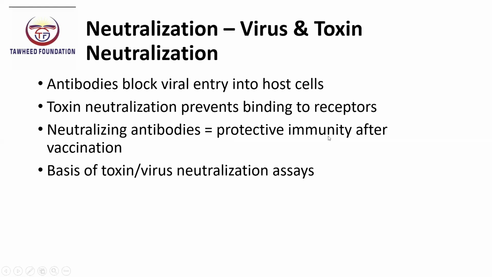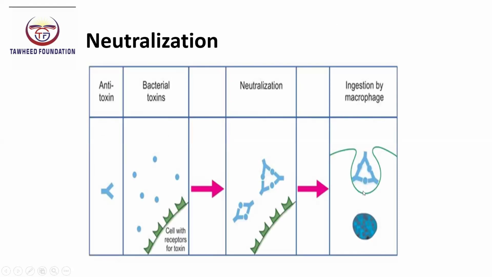These neutralizing antibodies form the basis of protective immunity acquired after vaccination or infection. Neutralization assays are therefore important for measuring vaccine efficacy and immune protection levels in patients. Next is neutralization, this diagram. Neutralization is a process where antibodies inhibit the harmful effects of toxins or pathogens without necessarily killing them. This is a critical mechanism of humoral immunity, preventing toxins from binding to the target cells.